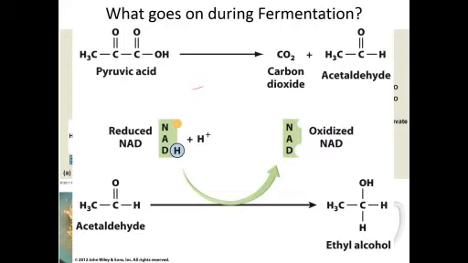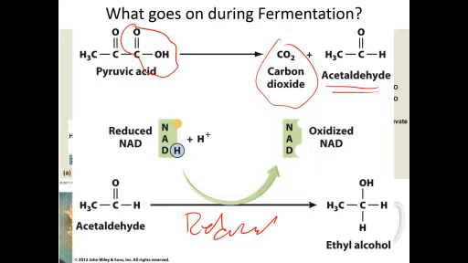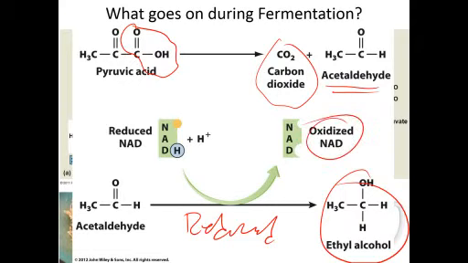This is giving you a different view of alcohol fermentation. Here you have your pyruvate, you decarboxylate it, so you remove this carboxyl group. You have your CO2, you're left with your acetaldehyde. Your acetaldehyde is then going to be reduced into ethyl alcohol. In this process, you transfer electrons and hydrogen atoms to acetaldehyde. NADH becomes oxidized to NAD.